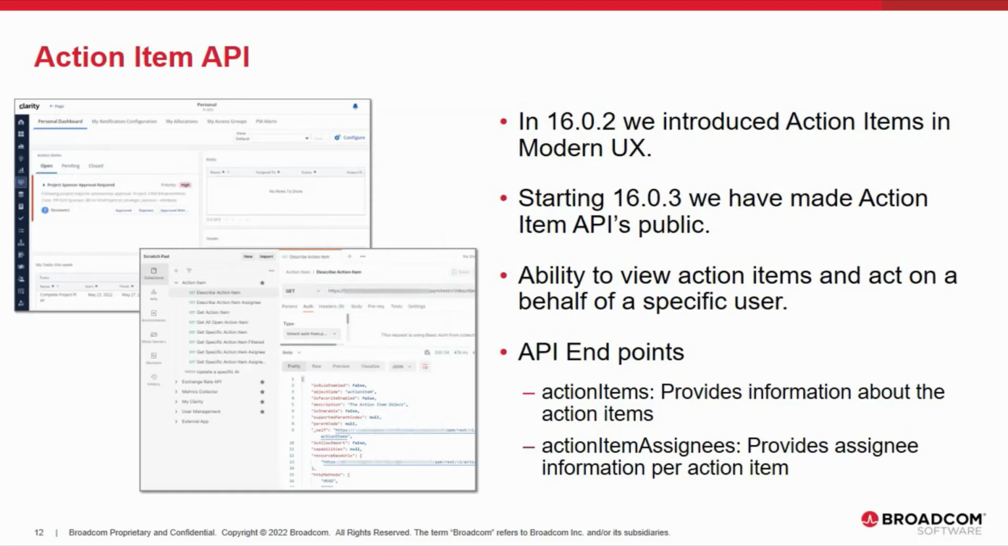There are two specific endpoints that are going to be made available. The first one is the action items. The action item is read-only, which allows a get call that will allow the person that is writing the integration to be able to view the action item information. The action item assignees will allow the integration person to be able to see which specific assignees are tied to that specific action item that can act on that action item.